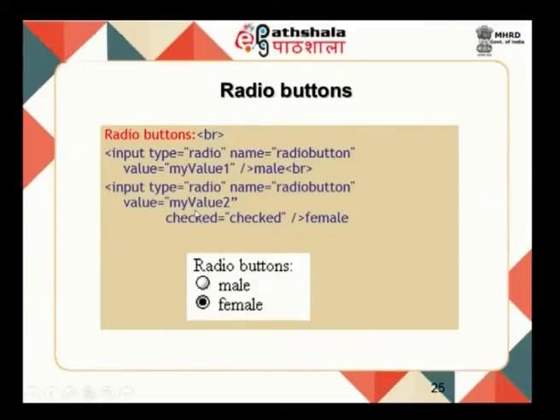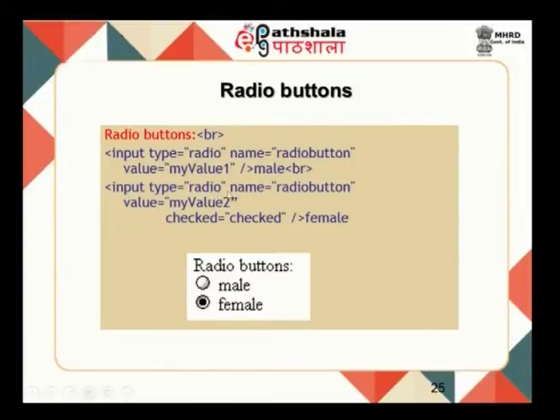Now, how to create radio buttons? Using the same input tag, type equal to radio. If you specify type equal to radio, a radio button is created. The name for the button is given, the value is my value 1, and this my value 1 does not appear here. When you create a radio, the radio button is displayed here. In order to give a name for the button, you can see here it is given as male. So, a button appears and then the text male is displayed, but when you click on this text, it does not make any action.